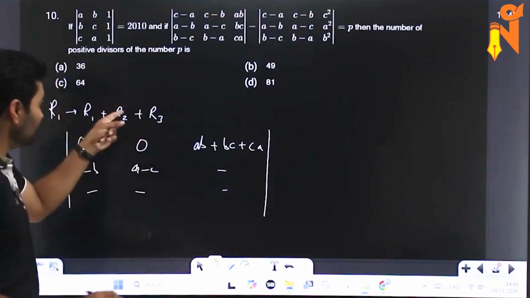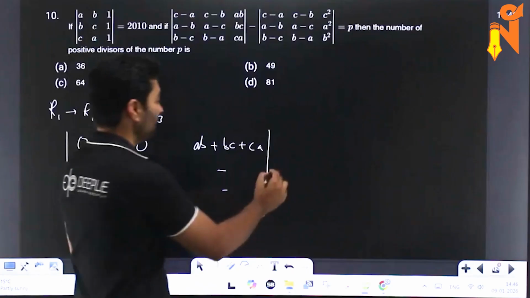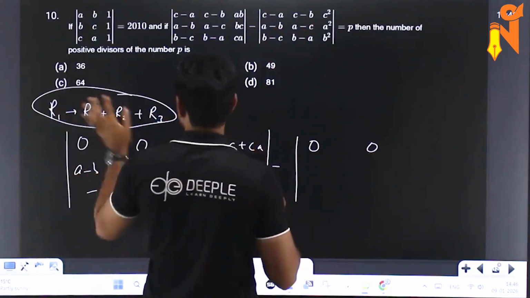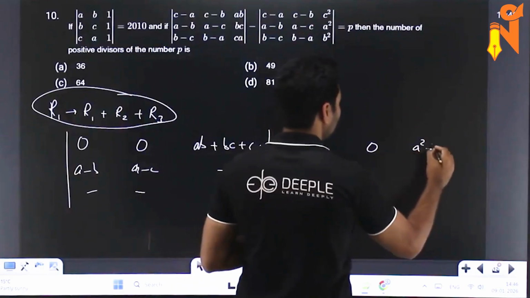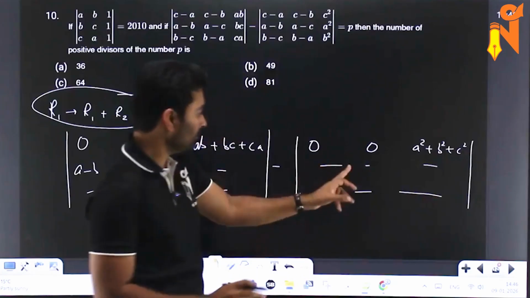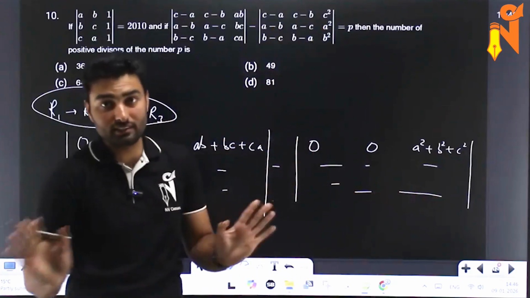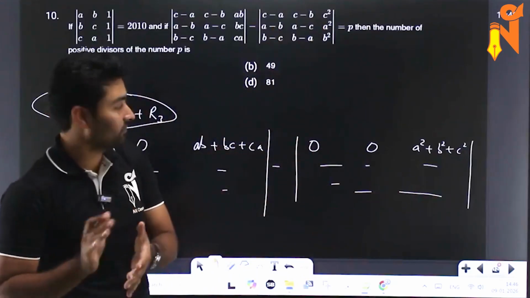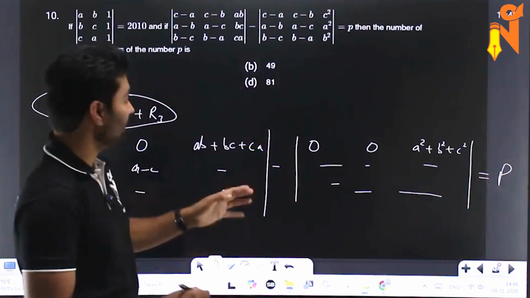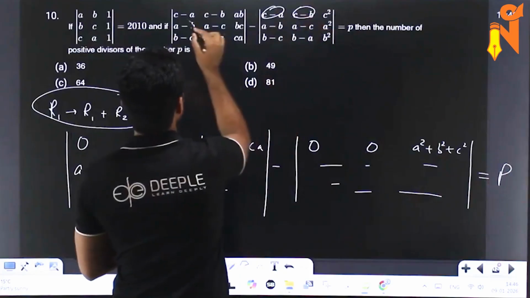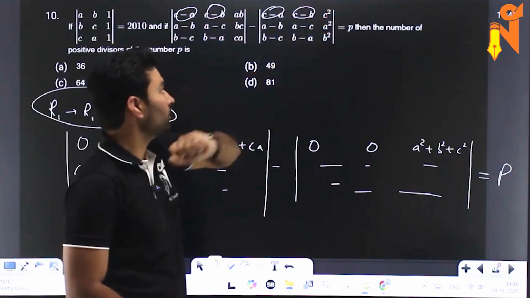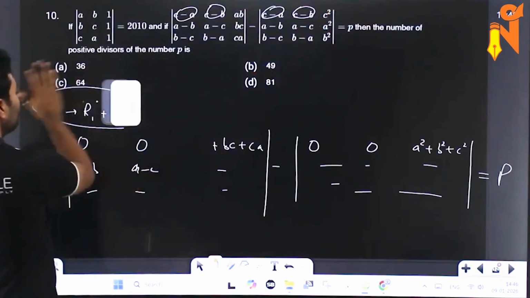Similarly, you will apply the same concept in this also. So 0 here, 0 here, same here also. And here A square plus B square plus C square. Don't write anything here, same, no change. Save your time. Now this is equal to P. When you open this, you can write 0 here, 0 here, and 0 here, 0 here, and here AB, BC, CA, here A square, B square, C square, 0 here. Now, when you open it, what will you get?